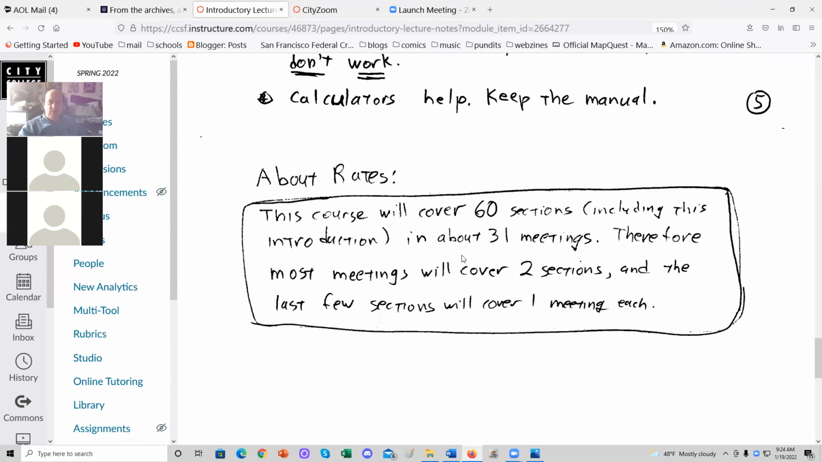There's also a matter of rates. This course covers 60 sections, including this introduction, and it'll be in about 31 or so meetings. Therefore, most meetings will cover about 2 sections, and occasionally I'll do a 3-section meeting, just to give ourselves a little bit of slack. And in the last few sections, maybe 1 meeting each. It's hard to say. So there's that.